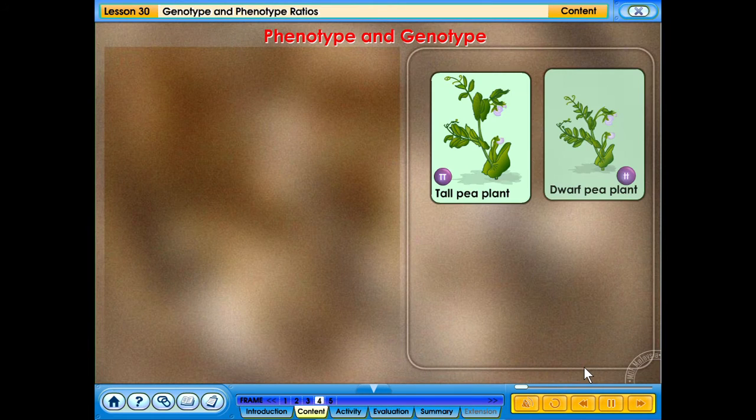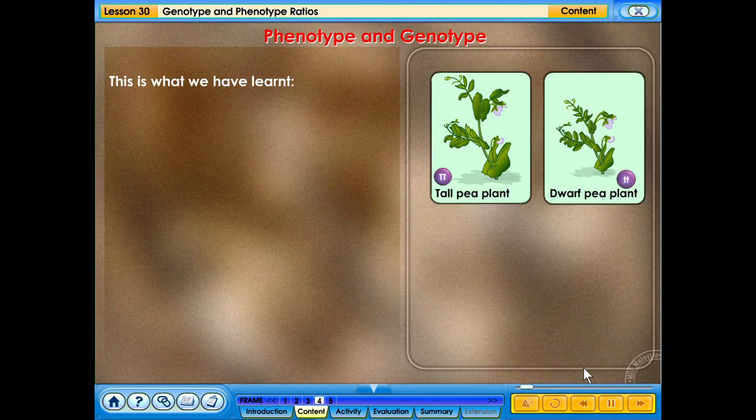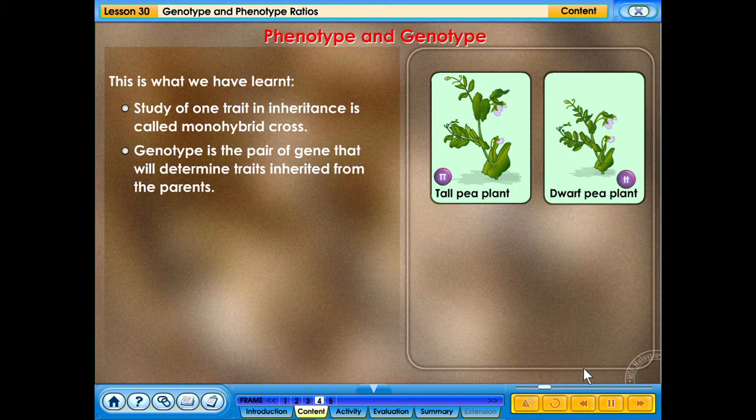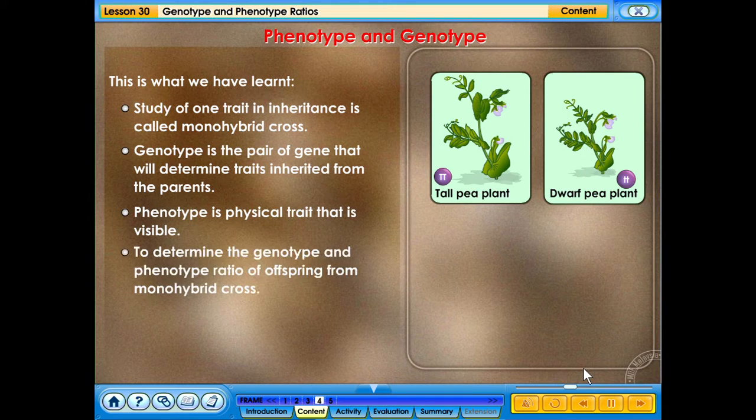Phenotype and genotype. This is what we have learned. Study of one trait in inheritance is called monohybrid cross. Genotype is the pair of genes that will determine traits inherited from the parents. Phenotype is the physical trait that is visible. We can determine the genotype and phenotype ratio of offspring from a monohybrid cross.